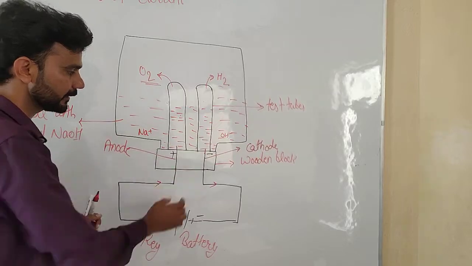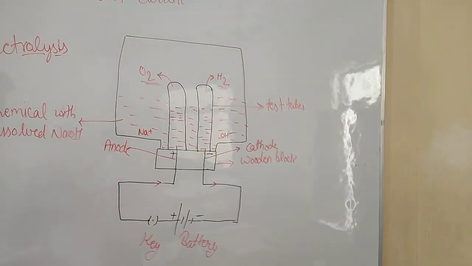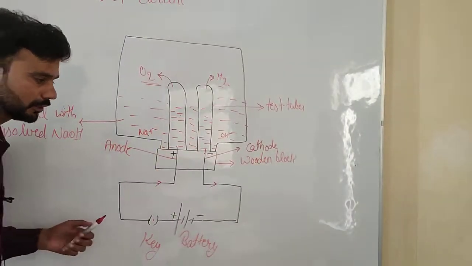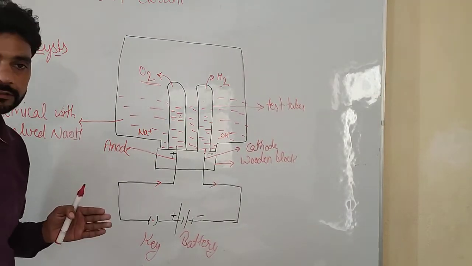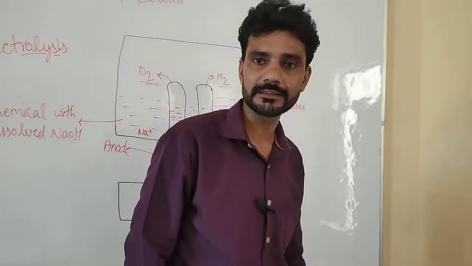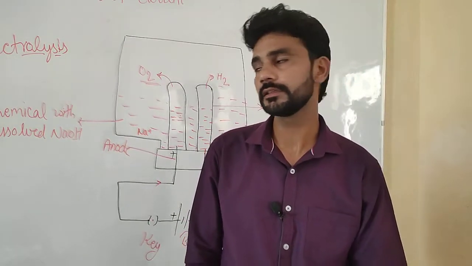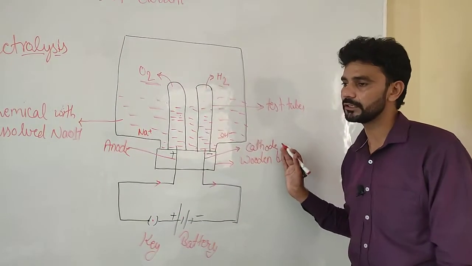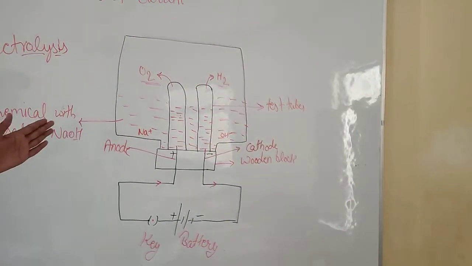It conducts electricity, and at the same time it undergoes a chemical change. Due to the chemical change, hydrogen and oxygen gas are formed. So the process in which a chemical conducts electricity and at the same time undergoes a chemical change is known as electrolysis. And this is the diagram which shows us electrolysis. So you have to see this diagram carefully and draw it in your notebook.